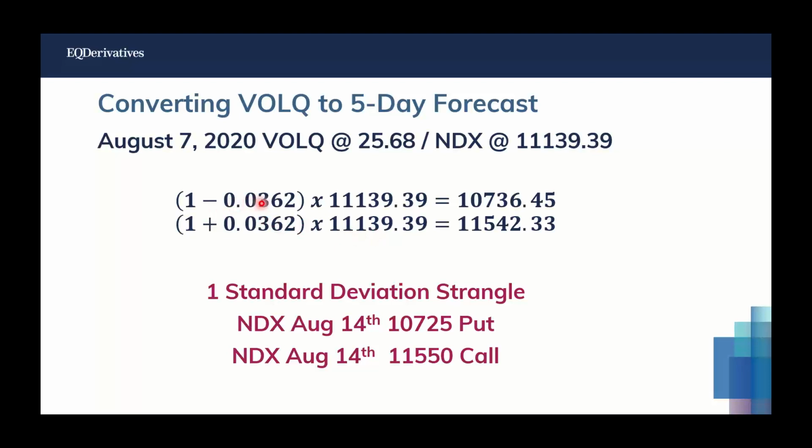And taking 1.3 or 0.0362, subtracting it from one, adding it to one, and multiplying it times where the NASDAQ 100 was at that moment, I get these two figures right here. Not an exact strike, but close to strikes. Any number is going to be close to strikes. In this case, a one standard deviation strangle, you could buy it or sell it, is actually going to use the 10,725 puts and the 11,550 calls.